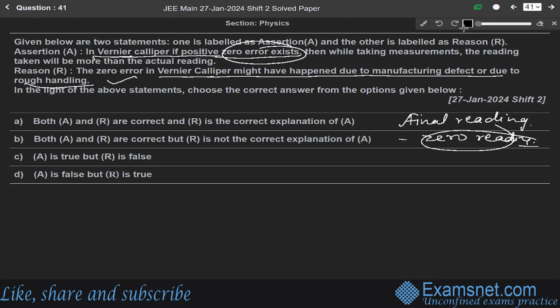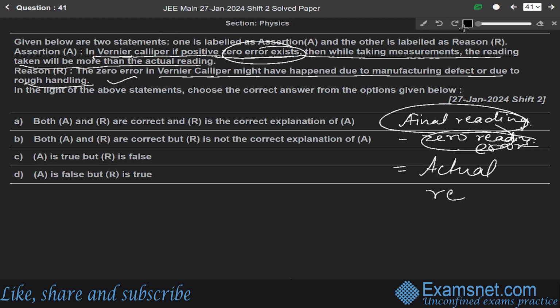And when positive zero error exists, while taking measurement, the reading taken will be more than the actual reading. After subtracting the zero error from the final reading, we get the actual reading. So this means that the final reading is always more than the actual reading. So these two statements are correct. So our correct answer is option A. Both A and R are correct, and R is the correct explanation of A.